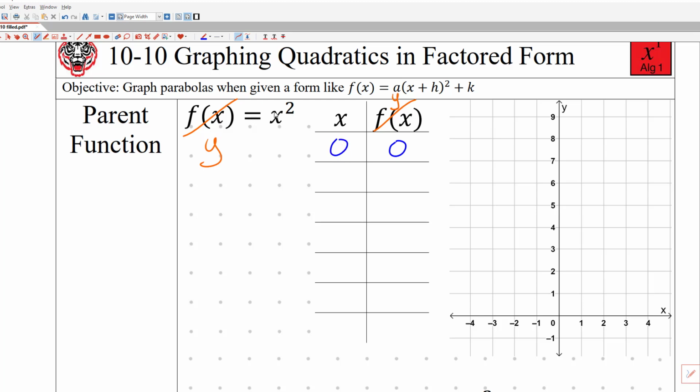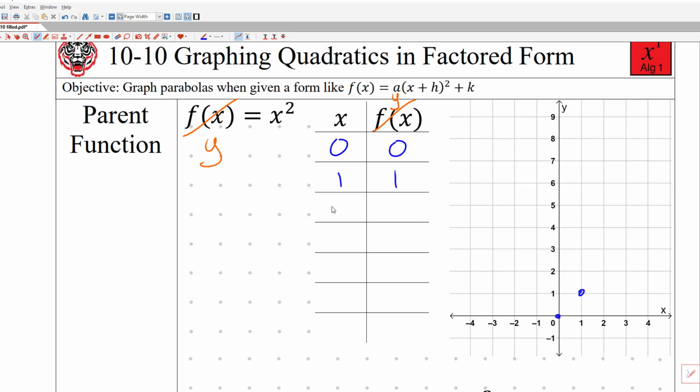What other numbers can I plug in for x? I can plug in 1. 1 times 1 is 1. So I plug in 1, get 1. Okay, nothing interesting happening here. And I should note also that each of these is a coordinate pair. 0, 0 is this point right here at the origin, and then 1, 1 is that point right here.